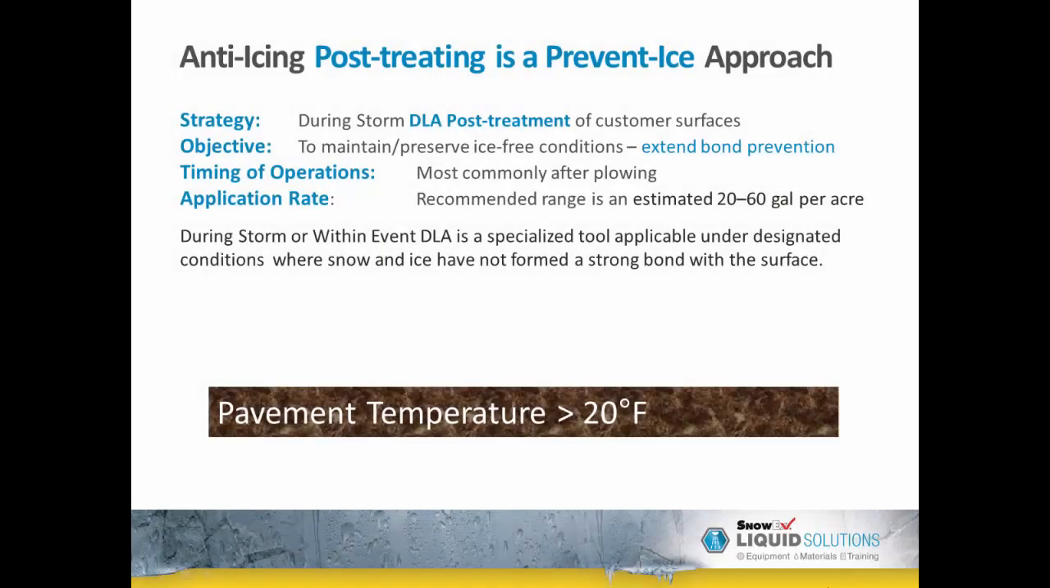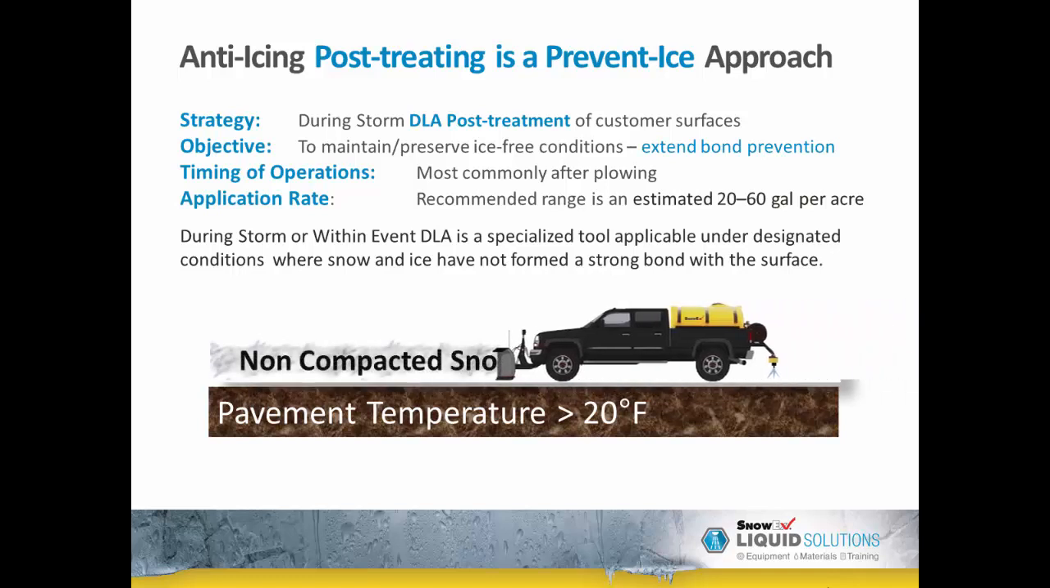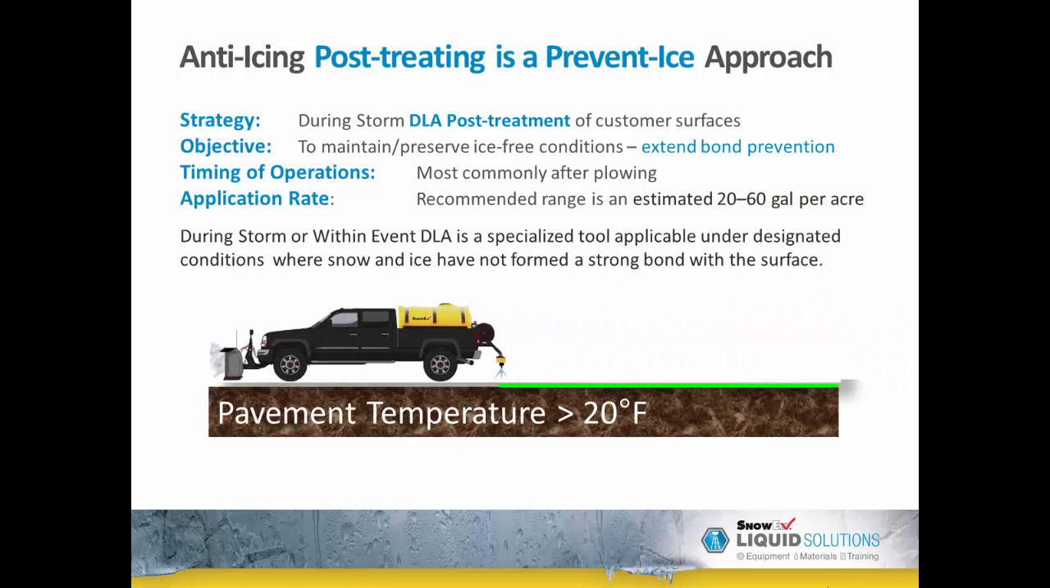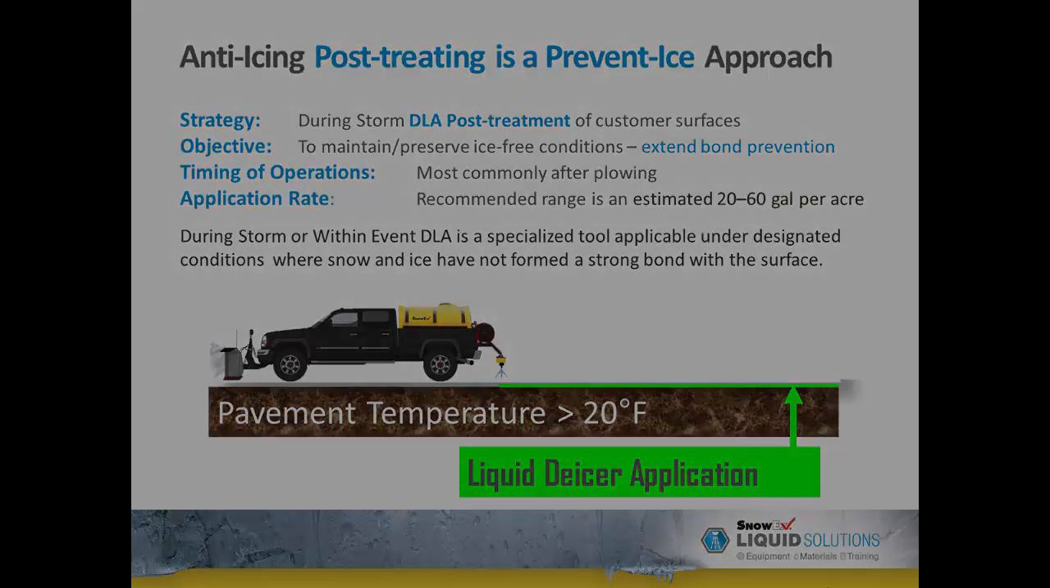The objective of anti-icing post-treatments is to preserve or maintain existing ice-free conditions and extend bond prevention. This strategy is most commonly executed after plowing and utilizes a slightly higher application rate than pre-treating due to the amount of moisture present, somewhere in the ballpark of 20 to 60 gallons per acre.